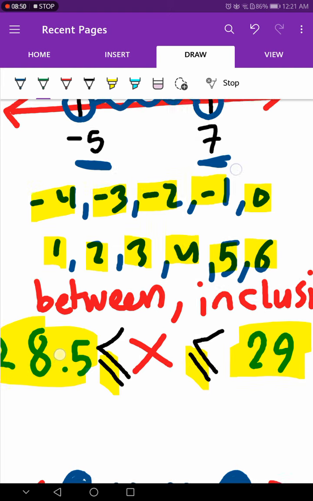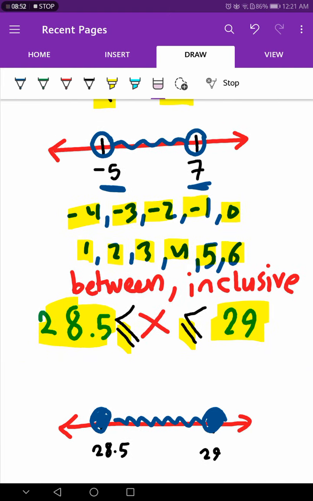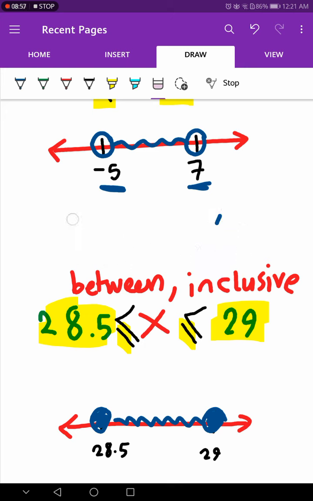Because he mentioned real numbers, my dear students, I prefer not to list those numbers, because they are not the only numbers located between -5 and 7 as real numbers. You know that the real numbers contain decimal numbers and fractions and all the numbers. Okay.